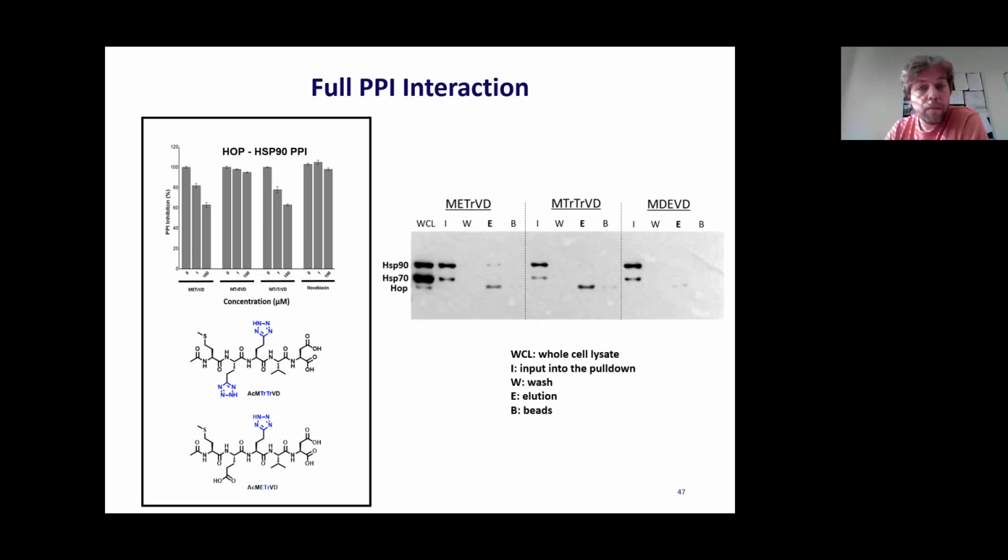We put our peptides on a solid Sepharose bead, and we were able to show that when incubated with a cell lysate, both the METVD and ME-double-TVD were able to pull HOP out of the cell lysate, indicating that it does in fact interact with HOP in a biological context. And in our control, there's a little shadow of HOP coming out there, but it didn't really interact too strongly, indicating our compounds are pretty good and strong interactors with HOP in a biological context.